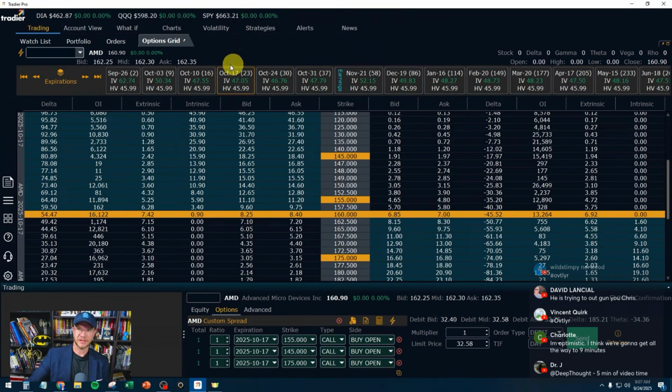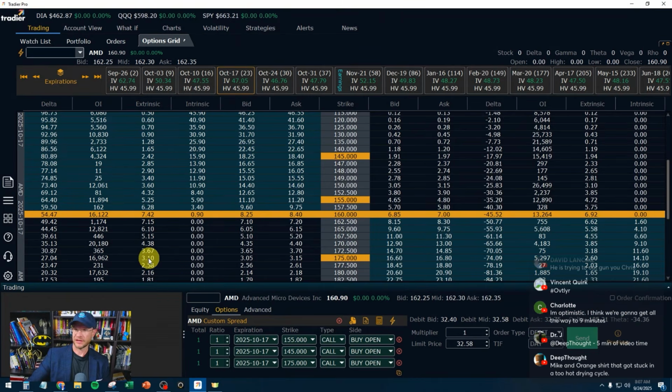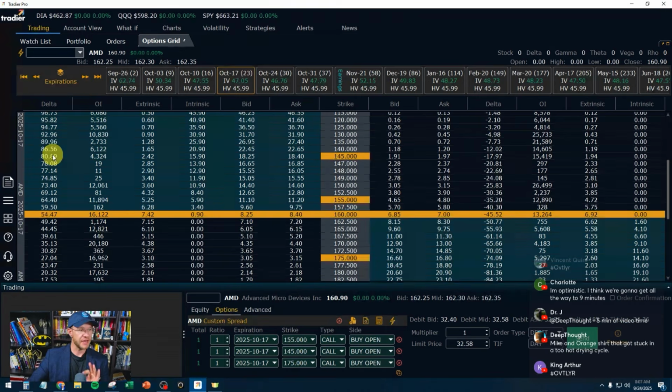What that means by October 17th, and what I talked about earlier, which is really handy, is the price difference for every $1 change in the underlying stock. So here, the 145 strike would go up 80 cents for every $1 that AMD goes up. The 155 strike would go up 64 cents for every $1 move that AMD goes up. The 175 would go up 27 cents for every $1 move that AMD goes up.